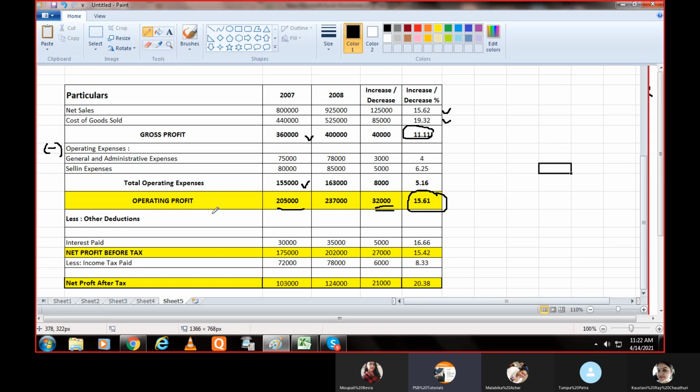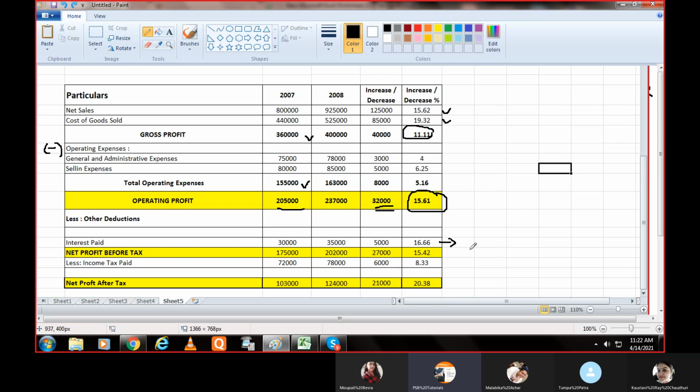Fine. Now there's another thing since we are understanding that there's an increase in the financial expenses and the interest, we have to consider these other deductions also. After operating profit, we will deduct the interest paid. Interest paid has increased by 5,000. That is, there's a 16.66% rise in interest paid. So now after deducting interest paid from the operating profit, we got net profit before tax. So net profit before tax has risen by almost 15.42%. This is also fine.